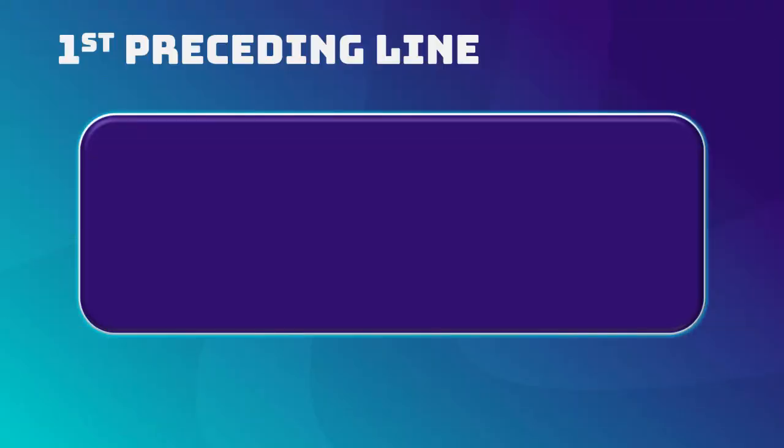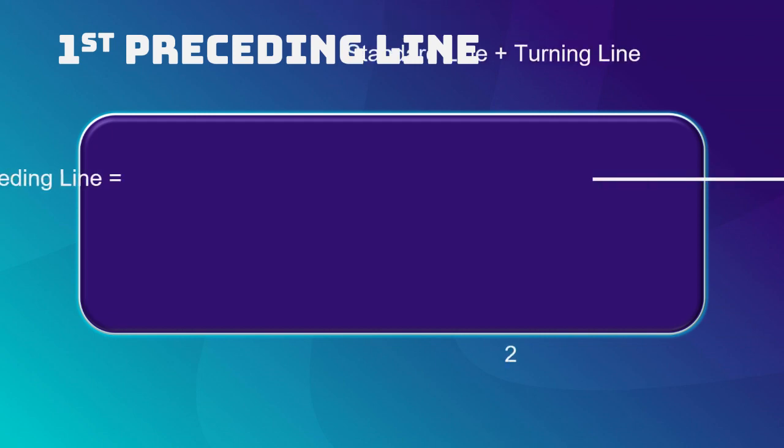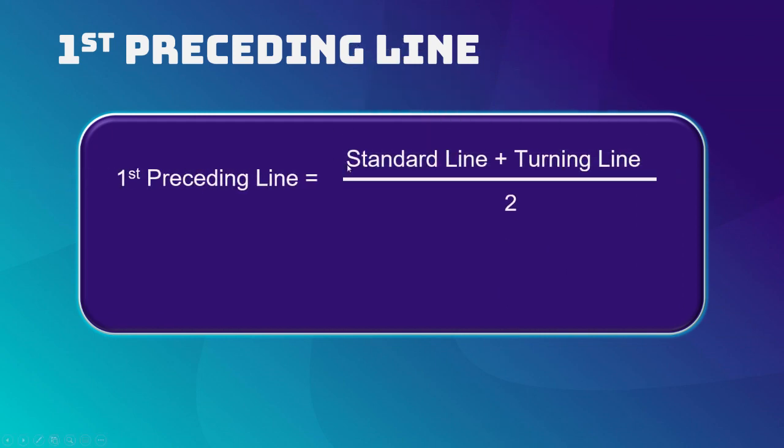So first preceding line, I mentioned this is actually part of the cloud. So the first three were just individual lines that you'll see on your chart. This happens to be the part of the cloud, the first preceding line. It is simply the standard line added to the turning line divided by 2. So remember that standard line was the last 26 period high and low divided by 2, and then the turning line was the last 9 periods high plus low divided by 2, and we're simply going to add those two together and divide that by 2.